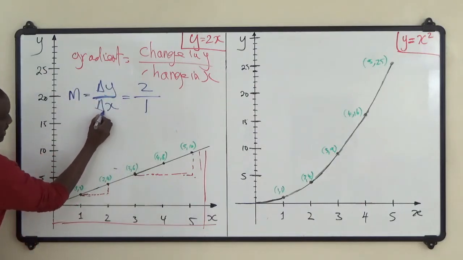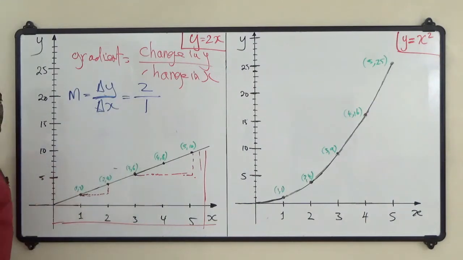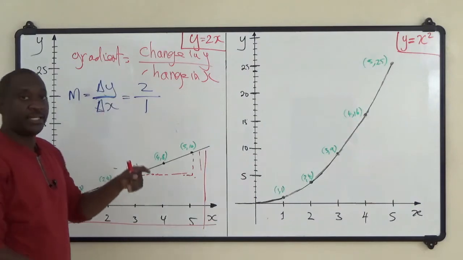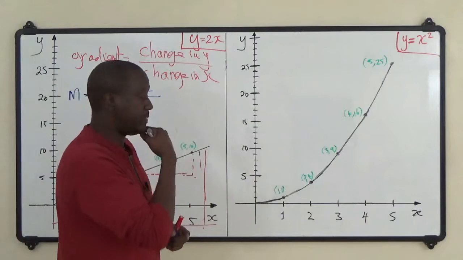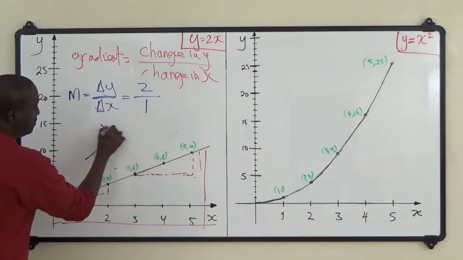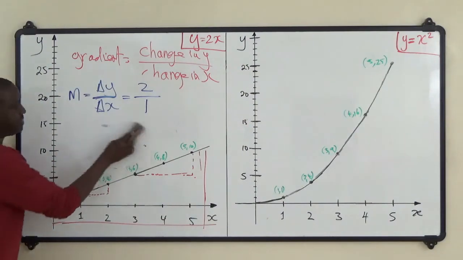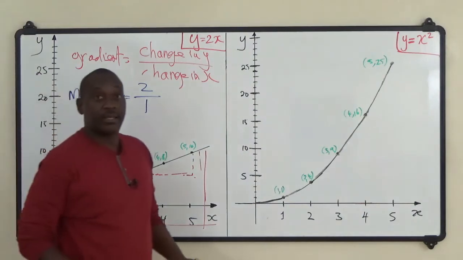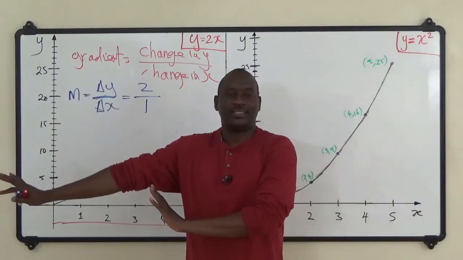So anytime your x changes by 1, there's a corresponding change of 2 in y. Of course, if we had a negative sign in front, it would mean that the y would change in a downward direction as opposed to changing in an upward direction. All right? The gradient of 2 means that the line goes like this. A gradient of minus 2 means that the line goes like that. All of these things I would have covered in a whole lot of detail in my maths videos on the mathematics website. All right?